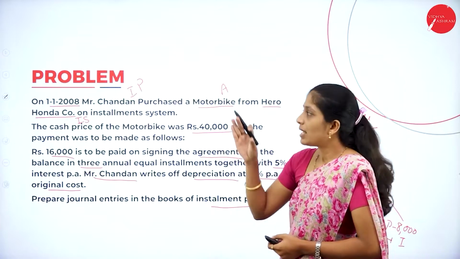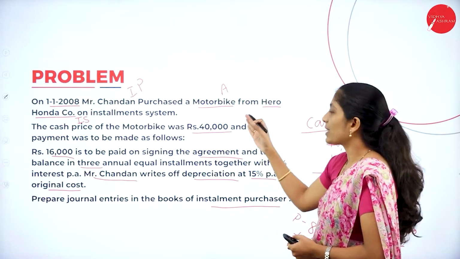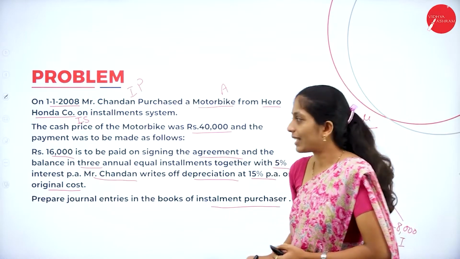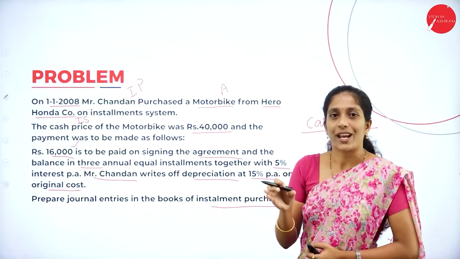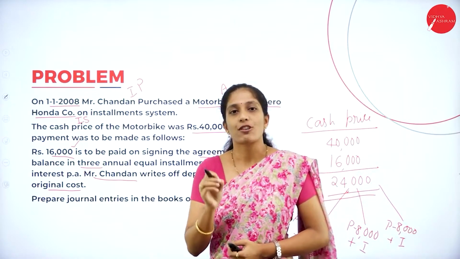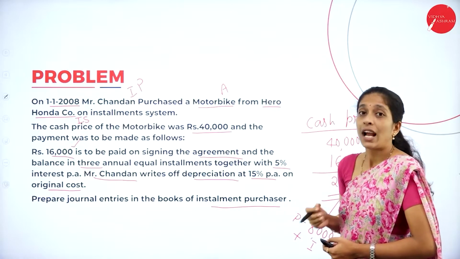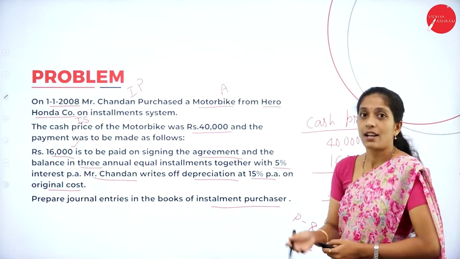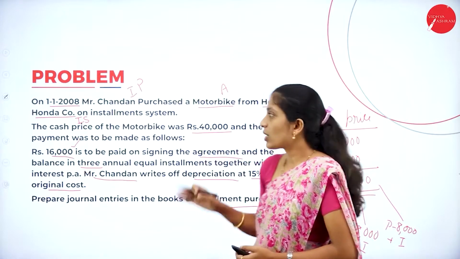What they have given in the problem? Installment purchaser is Mr. Chandan. Installment seller is Hero Honda Company. So here Mr. Chandan has purchased an asset, that is a motorbike. The total cost of the asset is 40,000, out of which on the date of agreement, he has paid rupees 16,000 as down payment. The remaining 24,000 he has to pay in the form of 3 equal installments. In each installment he has to pay 8,000 along with interest. What is the percentage of interest? 5%, and he has to calculate depreciation for the asset for all the years, and the rate of depreciation is 15%. So here depreciation is calculated based on the original cost method or straight line method. So this is the problem.